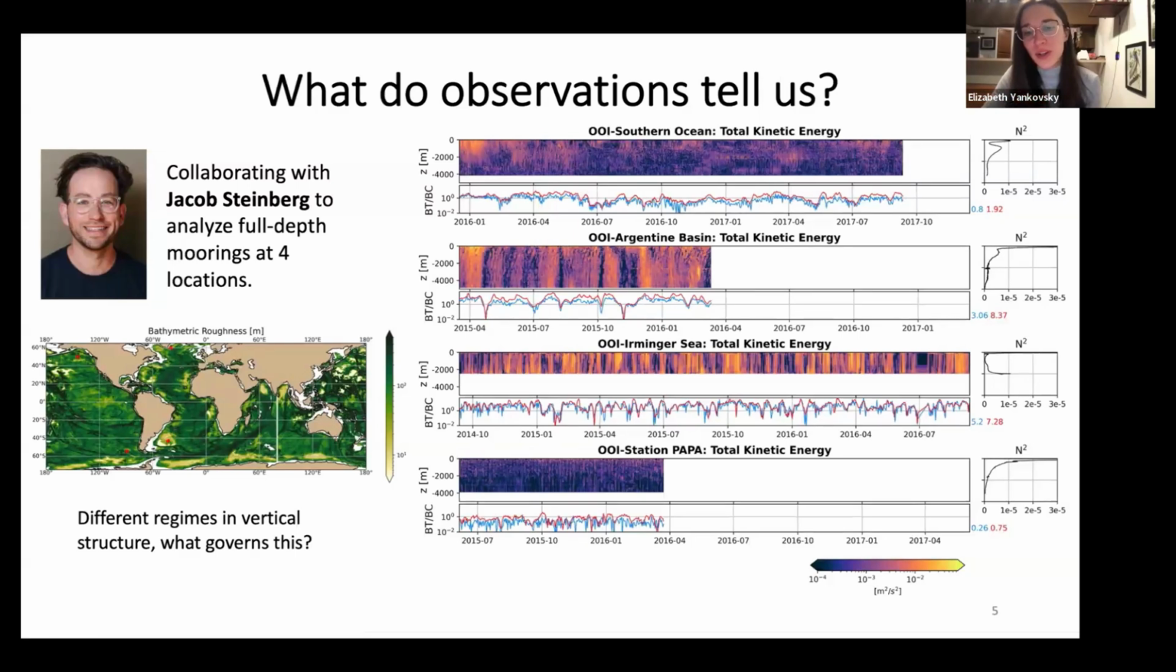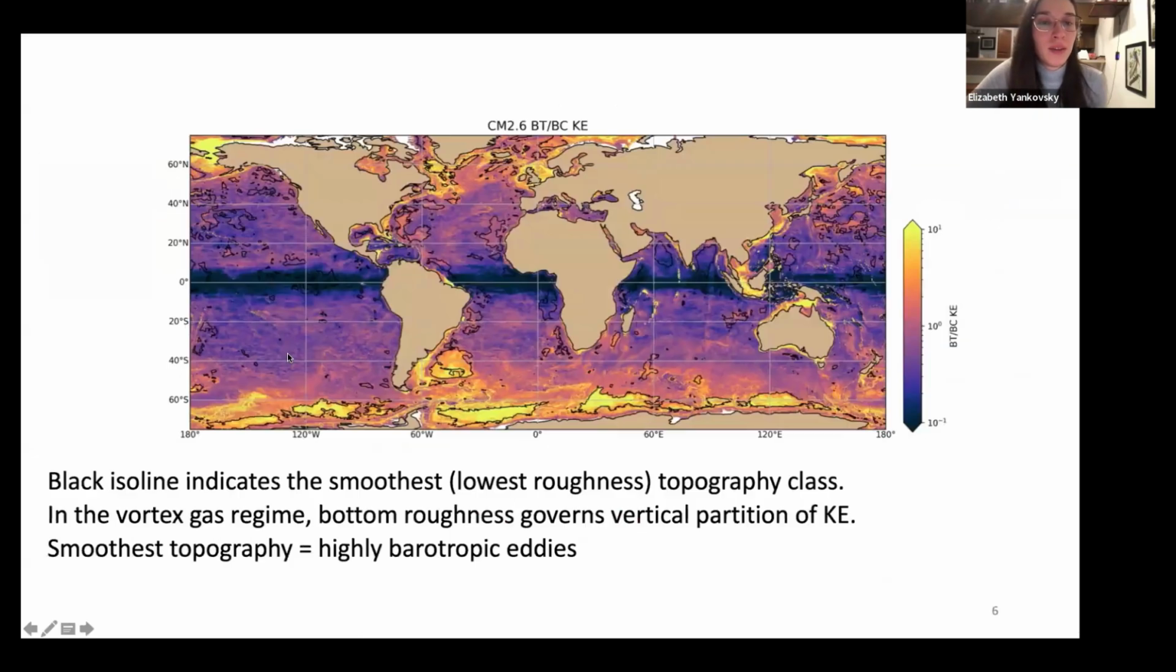And this is also consistent with the Larichev and Held idea, where the more we allow our flow to barotropize without inhibiting the energy cascade, the more barotropic the flow will be. So then we decided to move this analysis into a global climate model. So this is 1/10 of a degree resolution.